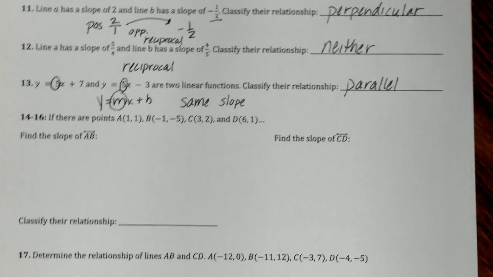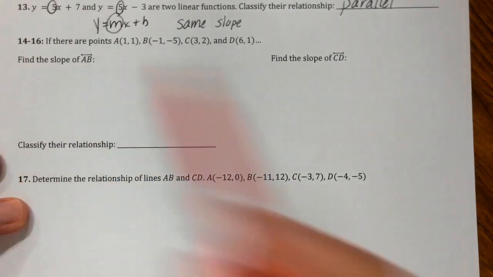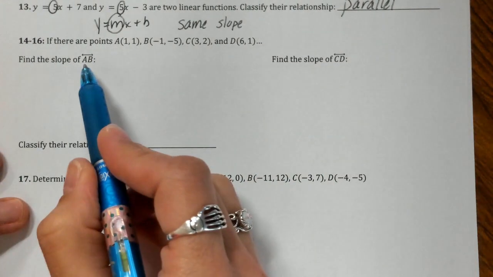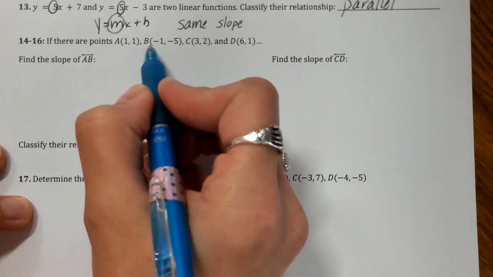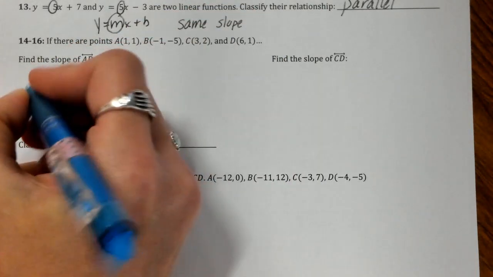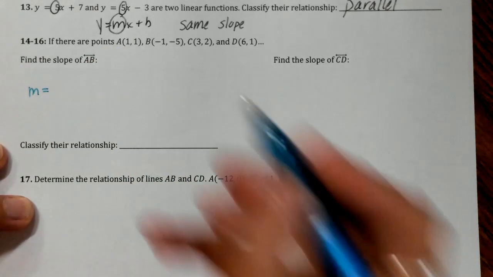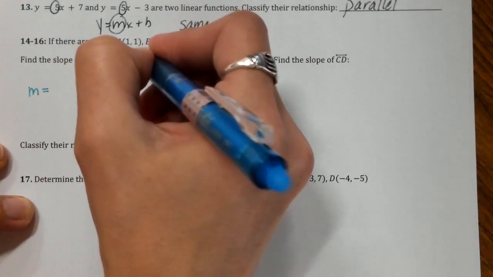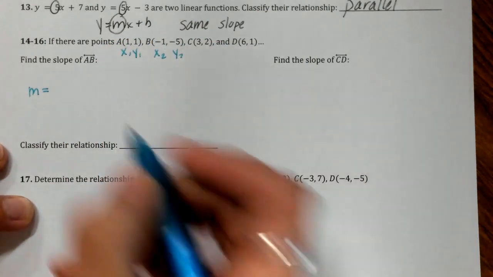The next section, we are going to be given a series of points, and then we're going to be told to find the slope of a certain line. So we're given A, B, C, and D up here. We're going to first find the slope of line AB. That means we need points from A and points from B. So we'll go ahead and use that same slope formula that we were using on the previous page, and label this x1, y1, x2, y2. So these are the 2 points we're using.